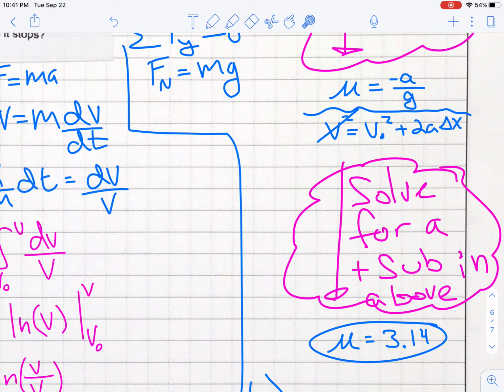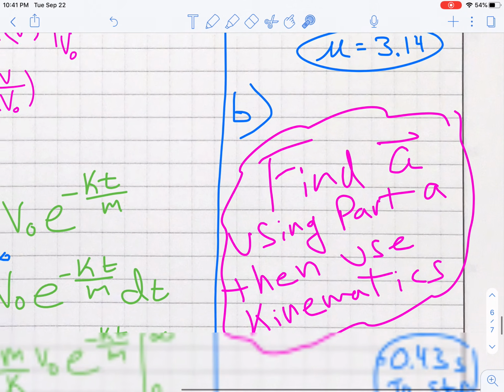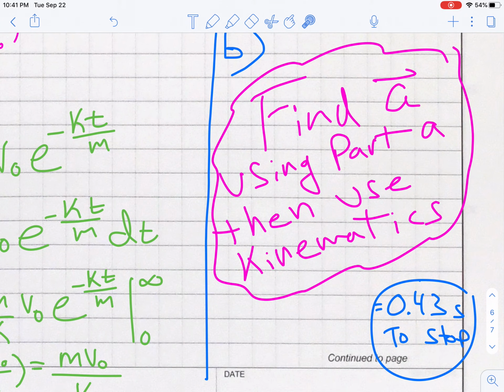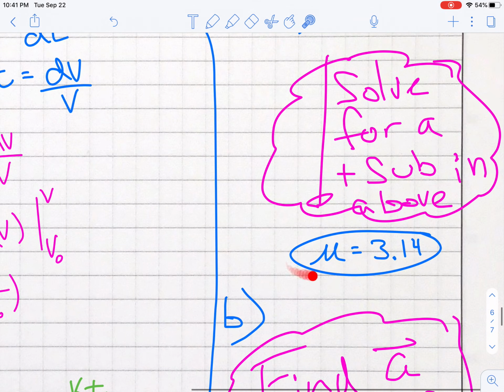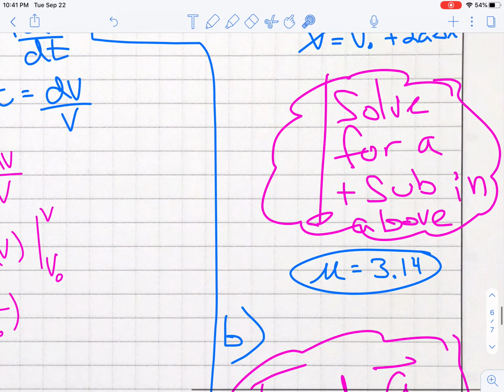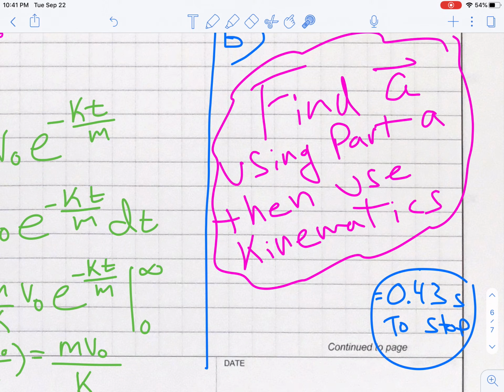There's no units with mu, so I didn't forget to include units with a numerical answer. After we've got that in part B of the problem, you're going to find the acceleration using part A. Now we know what mu is. Now you go back up here, rearrange that equation, find the acceleration, plug in mu, plug in g, and then use kinematics with the given information, and you should find that it takes about 0.43 seconds for this thing to stop over the course of those 3 meters.